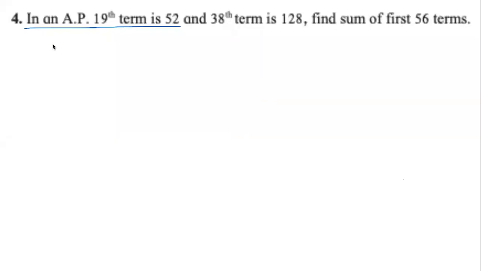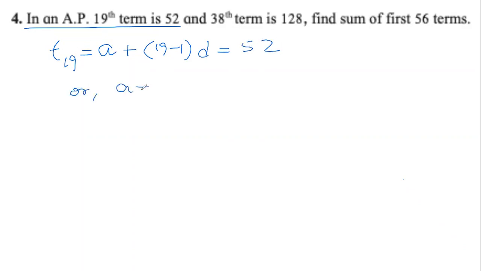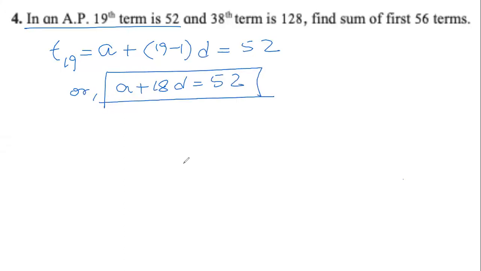Remember, this is from the nth term part of the chapter. We can say T19 equals, first term is A, n minus 1 is 19 minus 1. Very good, Anushka. 19 minus 1 into D, which is equal to 52. So when we simplify this, we can say A plus 18D equals 52. A plus 18D equals 52.